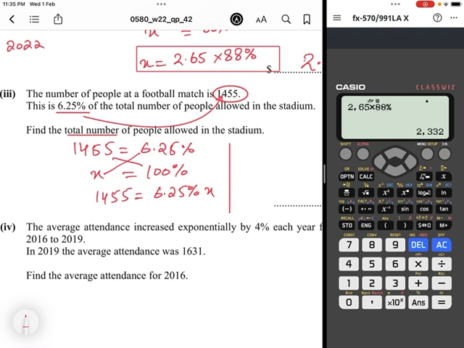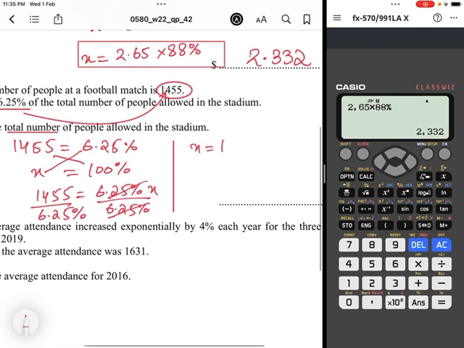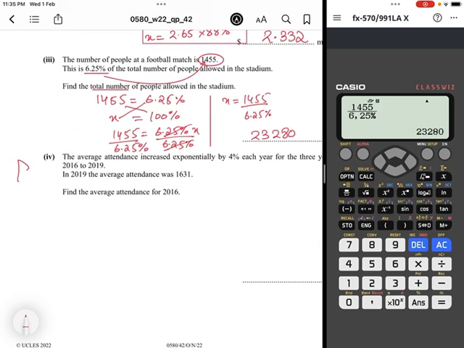Now you want to find out x, so eliminate this. Equals to is like a wall. 6.25 was in multiplication with the x, so that is the reason I cancelled it with the division. So x is equal to 1455 divided by 6.25%. So press the fraction button. 1455 divided by 6.25%. So the answer is 23,280.